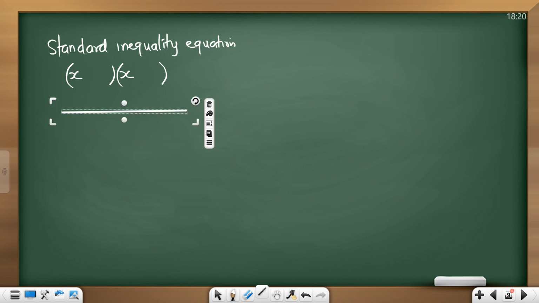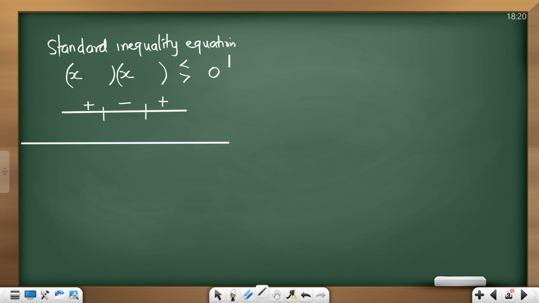Once you have that, it's very simple now. Your number line will be plus, minus, plus. Please listen to me carefully. When your brackets are in standard form, and by the way, you can only do this if there's a zero there, whichever inequality is there, doesn't matter. Once you have x in the bracket there, your number line becomes positive, negative, and positive. I'll show you. That's my first point.